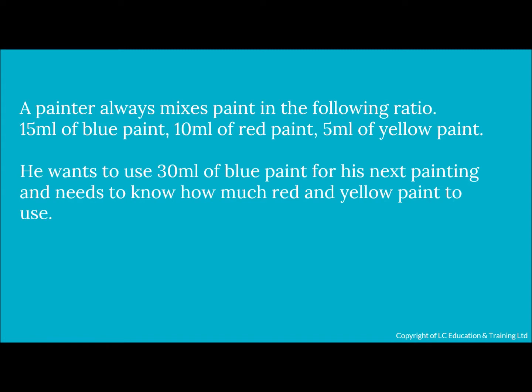Here's another example. A painter always mixes paint in the following ratio: 15 mils of blue, 10 mils of red, and 5 mils of yellow. He wants to use 30 mils of blue paint for his next painting, and he needs to know how much red and yellow paint to use. If you want to pause and write this down yourself, that's fine, otherwise we'll carry on and have a look at the answer.